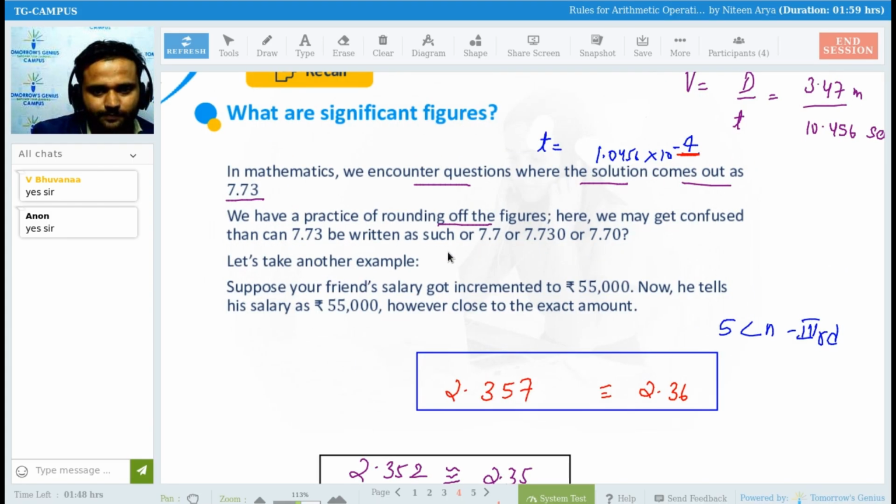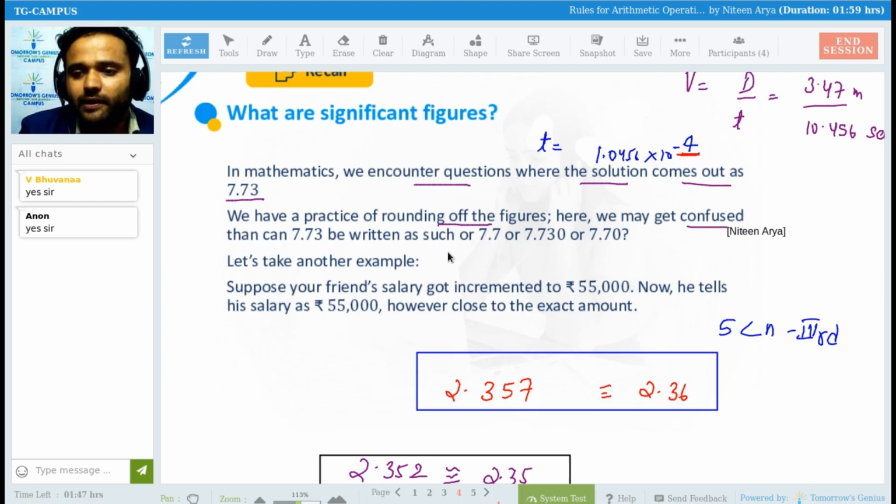Okay. So now, as you know this thing, let's read about it. We have a practice of rounding off the figures. Here we may get confused. 7.73 can be written as 7.7 or 7.730 or 7.0 also. So let's take another example. If you put 0 after the decimal, it is not going to work out. But if you put 0 just after this particular simple number, then it is going to be clear.